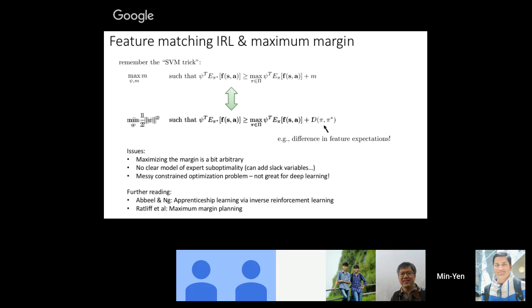The second issue that we have is no clear model of expert suboptimality, because the expert might still have some possibility of making mistakes. And there is also a constraint in optimizing the problem, partly due to the linear function, so the problem may not actually be very tractable.